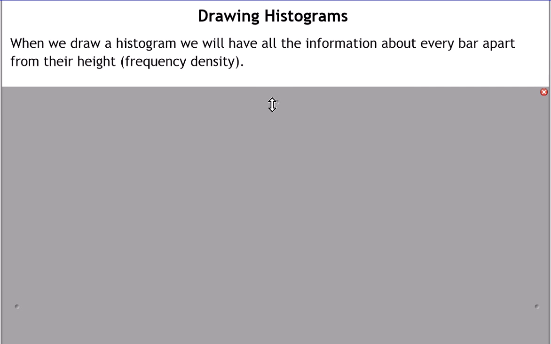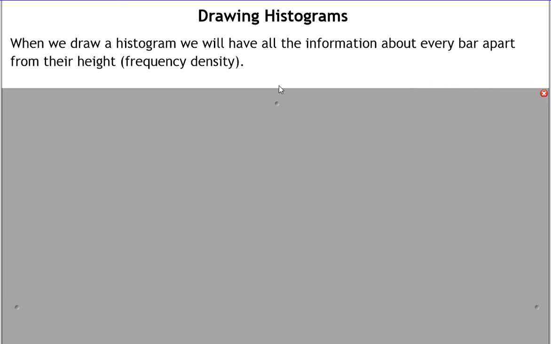Hi, in this video we'll be carrying on with histograms. So in the last video I showed you how to read a histogram by finding the area of the bars, and that you could split bars up to find other values. So in this video I'm going to be showing you how to draw a histogram if you're given the information in a table. Okay, so the first thing you'll need to do is make a note of this.